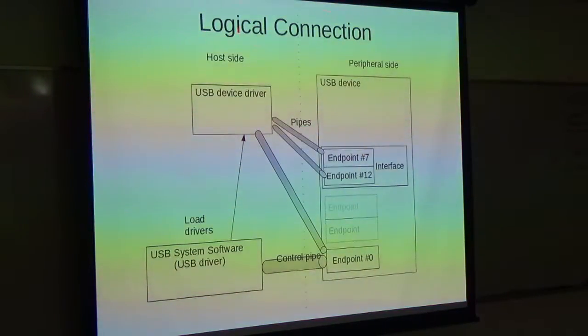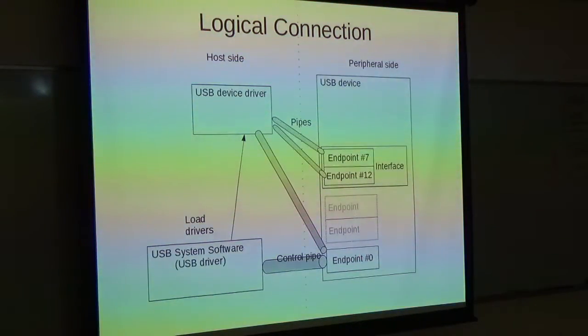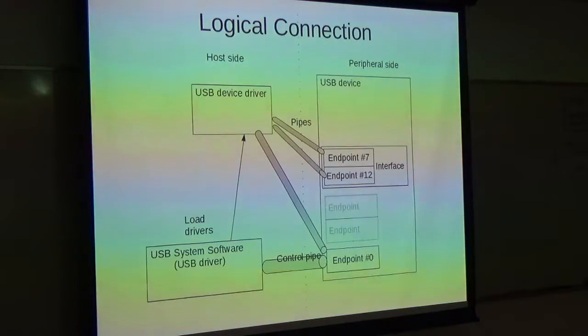And this is a logical connection between the device and the host. A device has data ports named endpoints. They can have up to 16 endpoints in a device. And the data path from the host to a device's endpoint is called a pipe. The pipe to endpoint number 0 is very special and is called the control pipe. That is used for enumeration and configuration of the USB devices.